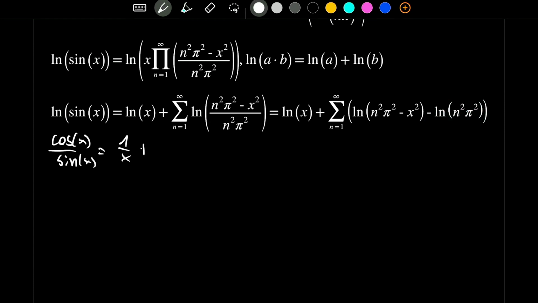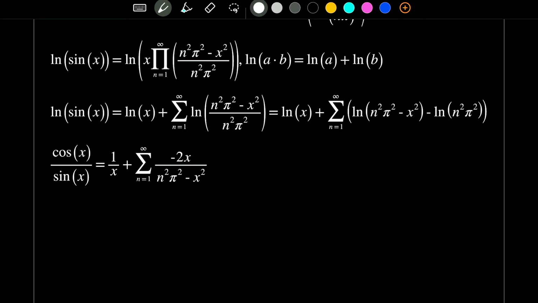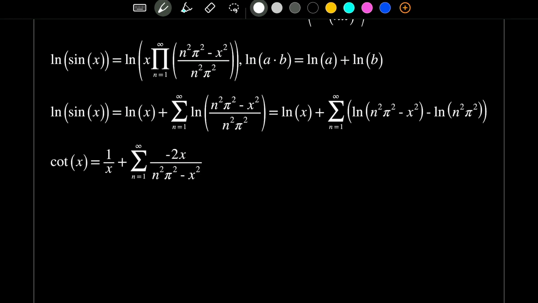So we're going to get plus the sum from n equals 1 up to infinity of 1 over n squared times pi squared minus x squared, and of course, applying the chain rule, we're going to get minus 2x. Of course, cosine of x over sine of x is going to equal cotangent of x. Now, we'll move this 1 over x over to the other side of this equation, which is going to give us minus 1 over x is equal to our sum.